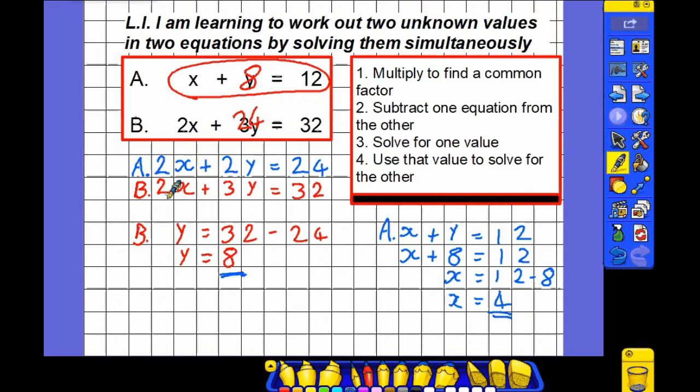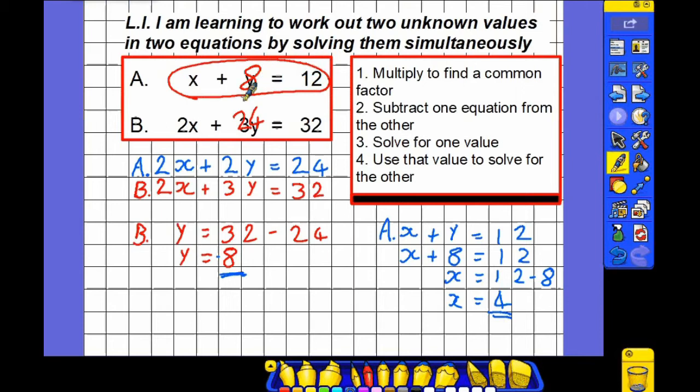We then subtracted one equation from the other, and we ended up with y equals 8 once we solved for one of the values. And then lastly, we plugged that value back in. We used that value to solve for the other unknown value. Now, we can check that we're right by making sure that these values actually produce the outcome that we expect.